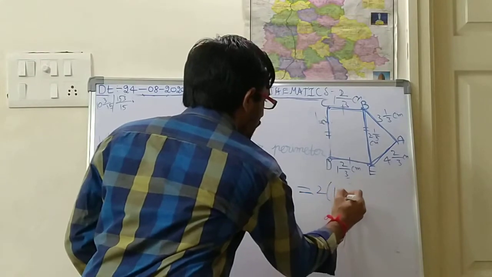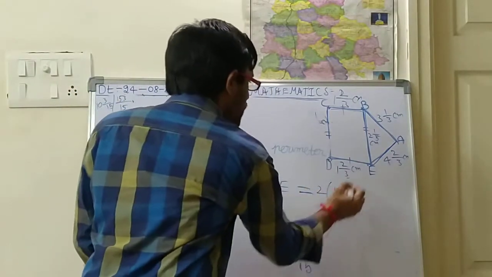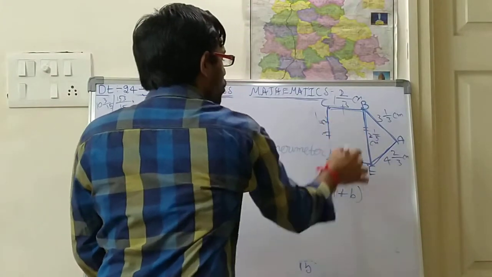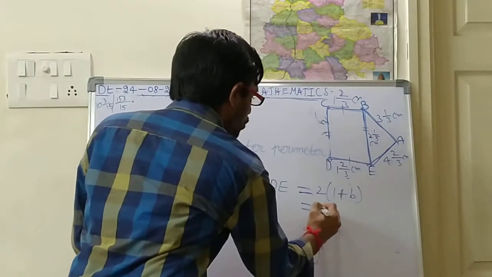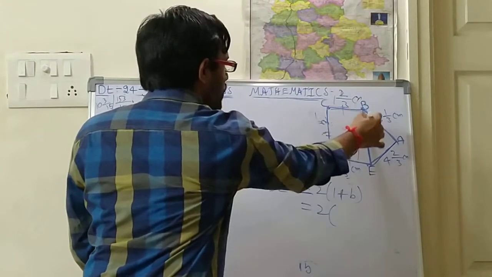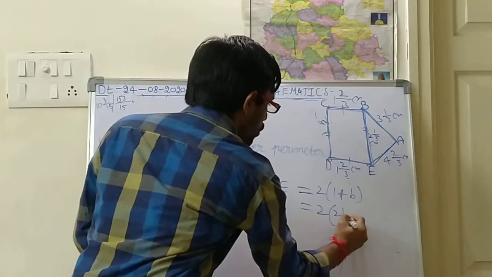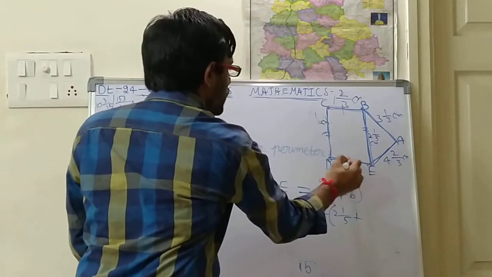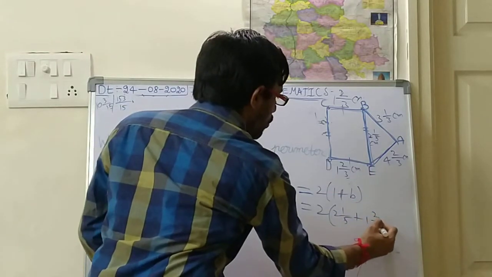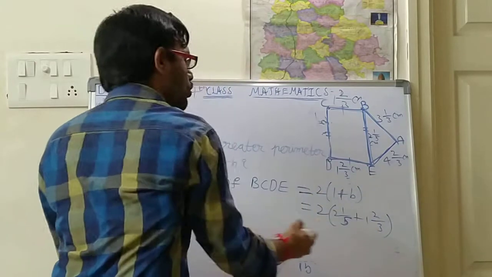2 into (L plus B). Is it right, children? So what does 2 into (L plus B) mean? 2 times the length and 2 times the breadth. Okay, that is 2 into (L plus B). So what is 2 into L? L is the longest distance, that means 2 1 by 5. Plus B, the shortest distance, so 1 2 by 3. Okay, 2 1 by 5 plus 1 2 by 3.